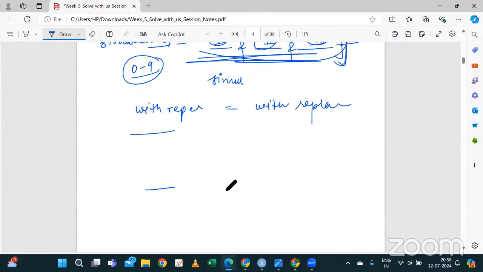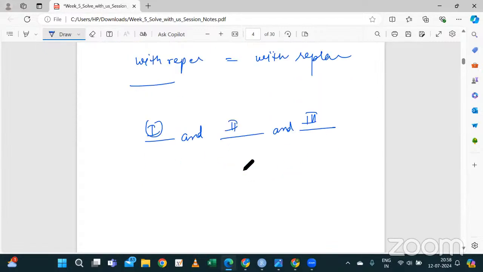So to create a 3-digit password, you have to select the digit for the first place, and for the second place, and for the third place. So this is simultaneous. This part and this part and this part.